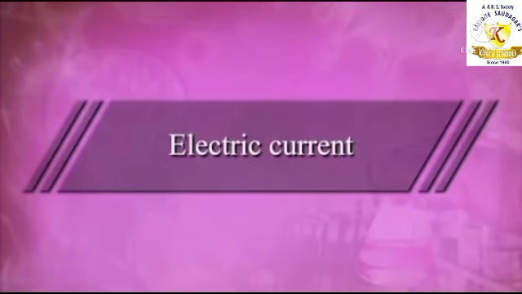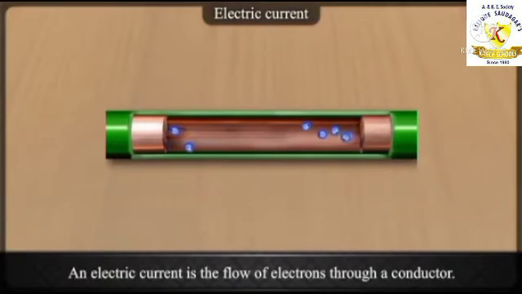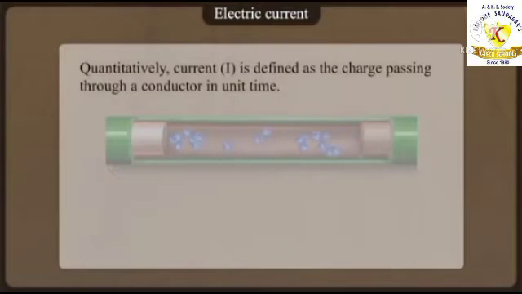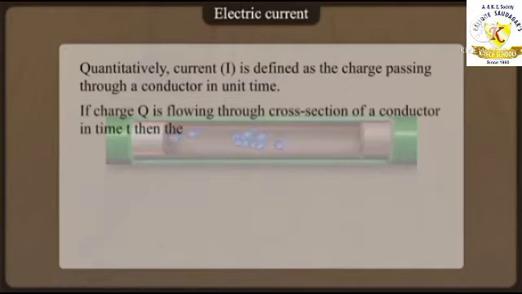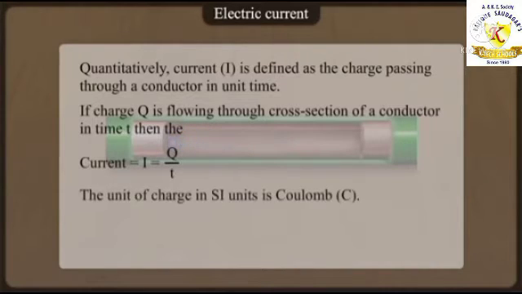Now, electric current. An electric current is the flow of electrons through a conductor. Quantitatively, current I is defined as the charge passing through a conductor in unit time. If charge Q is flowing through the cross section of a conductor in time t, then the formula for current I is equal to Q upon t.